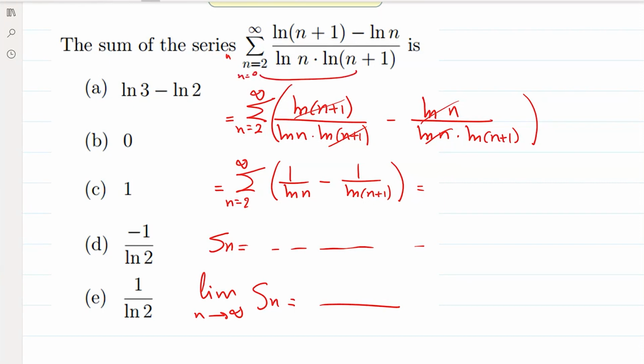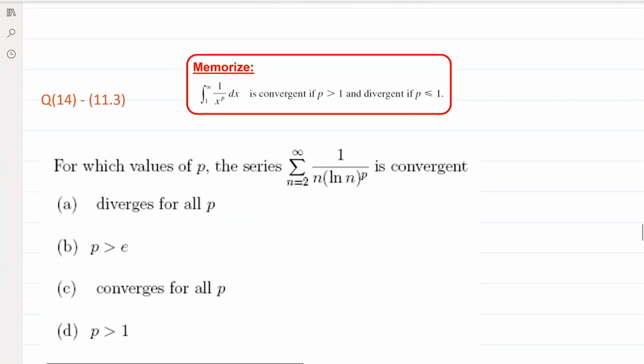n equals 0 is a problem here because 0 plus 1 gives ln 1, and ln 1 is 0, so 0 in the denominator is undefined. And n equal 1 will be a problem here because ln 1 is 0 in the denominator, so it will be undefined. Because of that, he just skipped the problems at 0 and 1 and started from n equal 2. Does that make any difference? No, because this is from n equal 2 to infinity, I just skip the first two terms, and even these two terms are undefined. I just skip them. No problem with that.